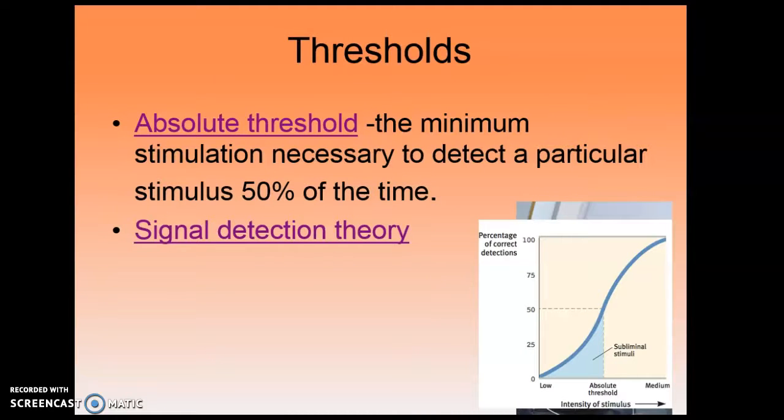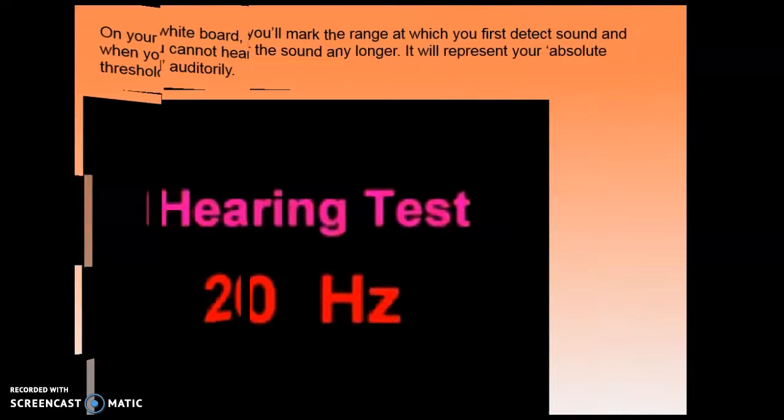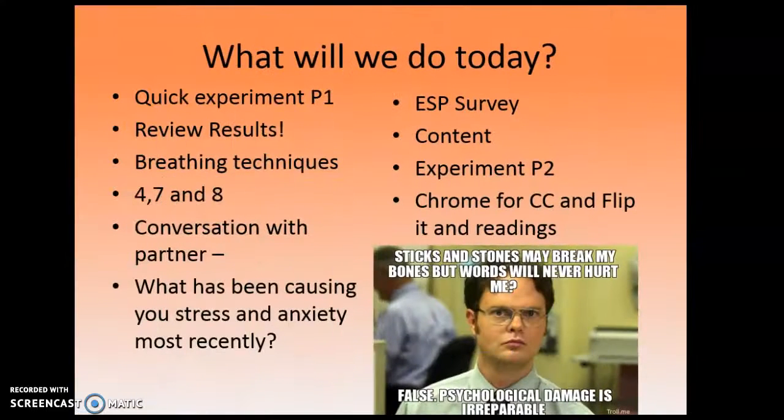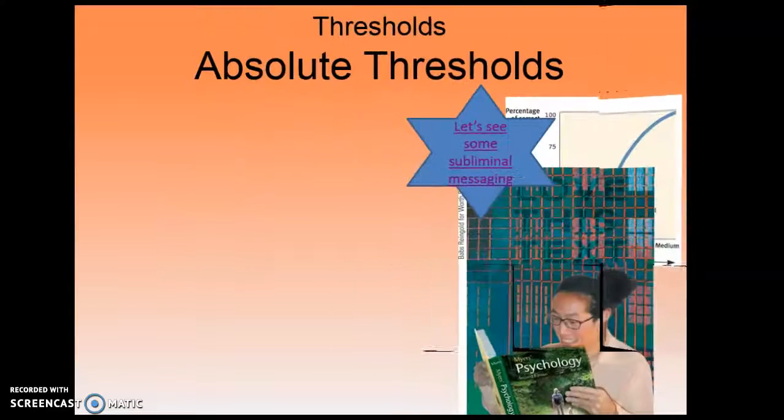Stimuli you cannot detect 50% of the time are subliminal. We'll do this hearing test later, so we would have done it during class, which is what other classes have done. Also, just so you know, your auditory thresholds change with age, so you guys are able to hear higher pitched noises than your grandparents, for example, because your thresholds change as you age.